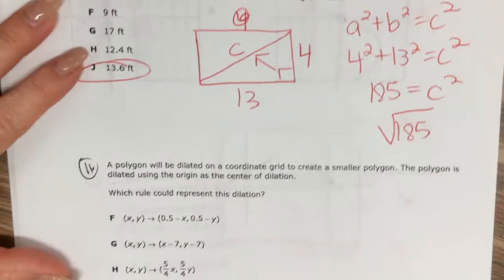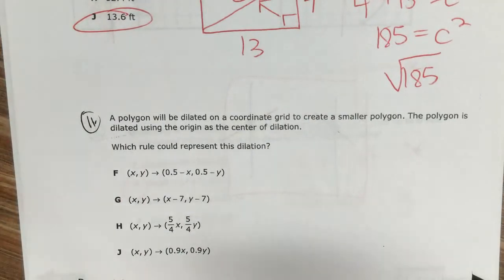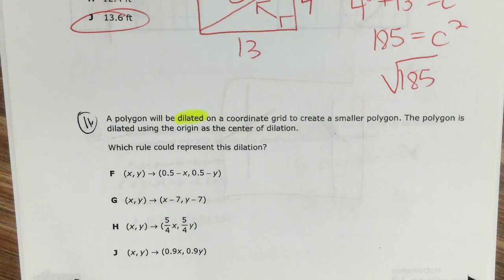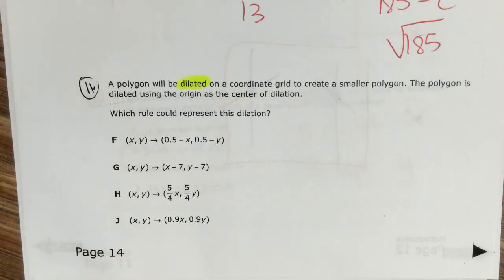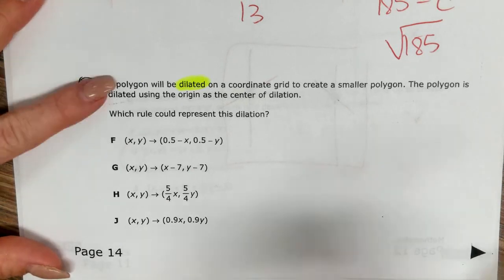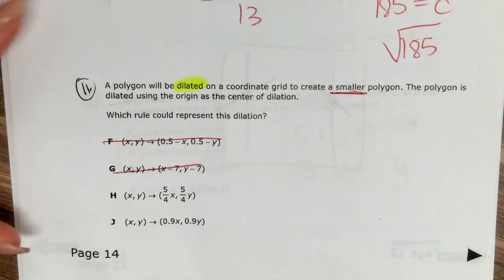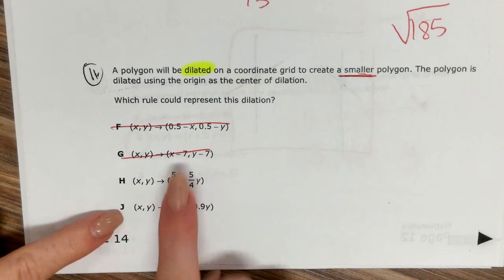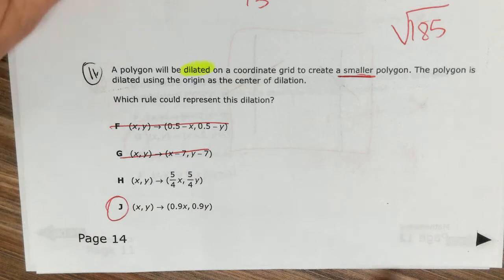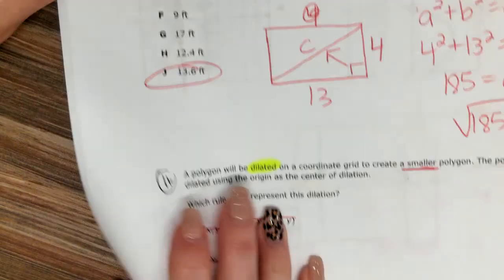All right, the next question's pretty easy. What's the clue word? Dilated. Stop right there and take off the 2 answer choices that are not multiplication rules. Which ones can I take off? F and G, because dilation rules multiply. Then it says you're going to dilate it to create something smaller. So would you multiply by a number bigger than 1 or smaller than 1? Smaller than 1. Which one of these is smaller than 1? 0.9. And if you don't know, you can turn that into a decimal.